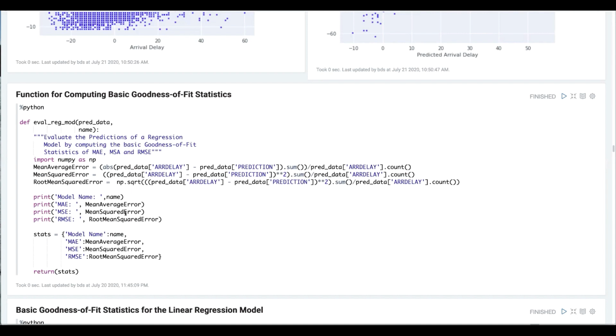So with these three statistics, what this little function is going to do is compute those based on the prediction data set that's coming in. Because I'm using the transparency functions, this can scale to millions of records. I don't have any problem working on that. And I'm printing out the statistics and returning the statistics for these.